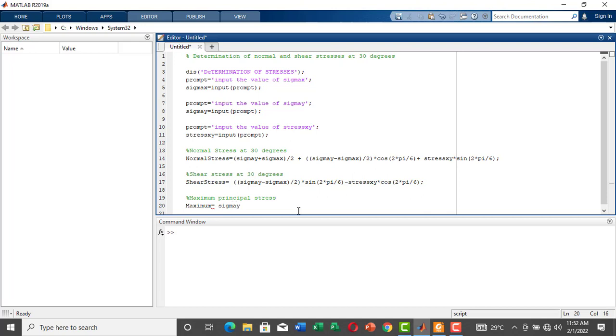Sigma y plus sigma x, divided by 2. So what happens here? You know it. Divided by 2. Okay. Then plus.